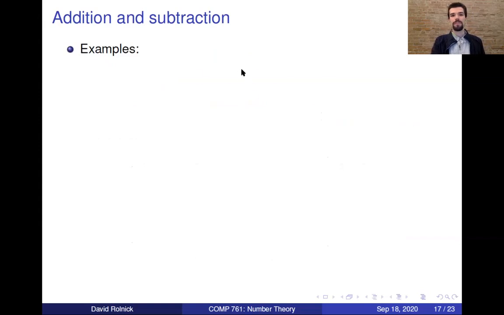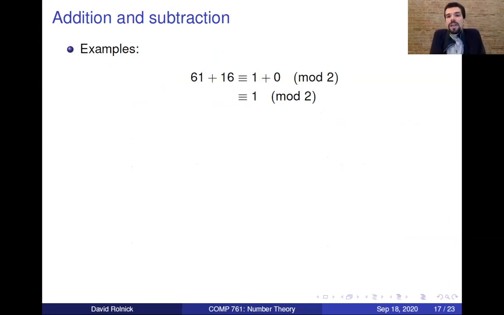Let's see some examples. 61 plus 16, if we reduce this mod 2, 61 is equal to 1 mod 2. There are only two possible residues modulo 2, 0 and 1. 61 is odd, so it's 1 mod 2. 16 is even, so it's 0 mod 2. Their sum, an odd plus an even, is equal to an odd. And that's just 1 plus 0 equals 1 mod 2.